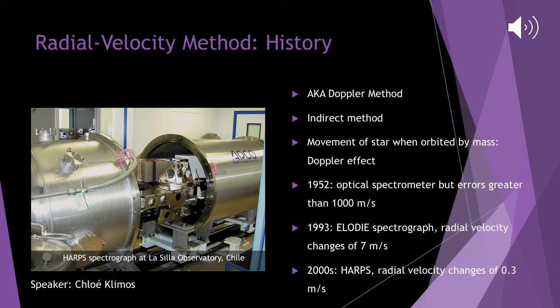In 1993, the ELODIE spectrograph was invented in France by André Baranne. It could spot changes in a star's radial velocity as small as 7 meters per second. Using Baranne's new instrumentation, more than 700 exoplanets have since been detected. The HARPS spectrograph was developed in the early 2000s and is able to identify radial velocity shifts of 0.3 meters per second. In recent years, new technology has been worked on to identify radial velocity shifts as small as 0.1 meters per second.